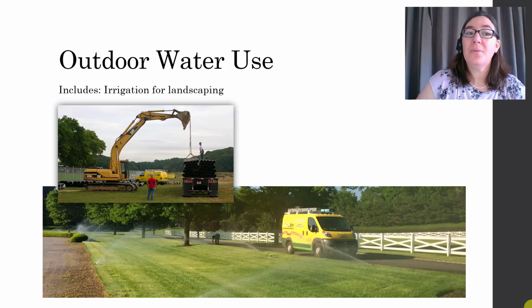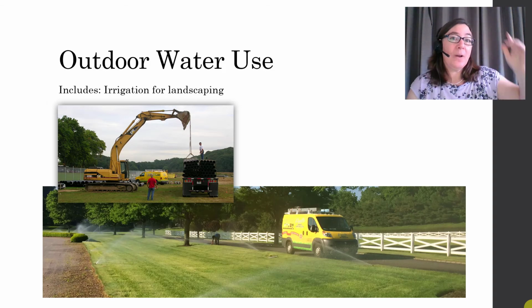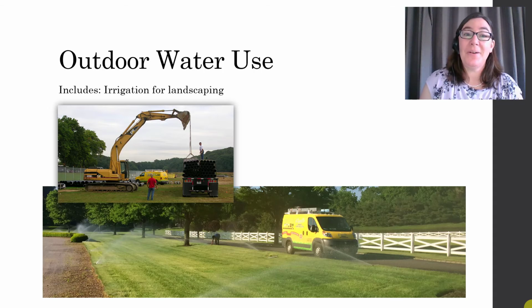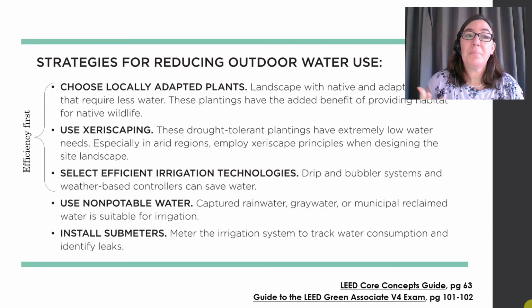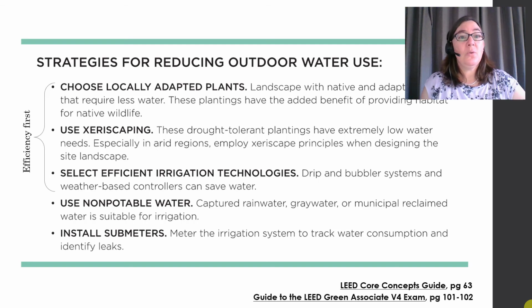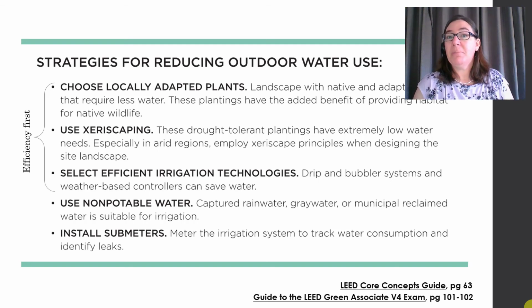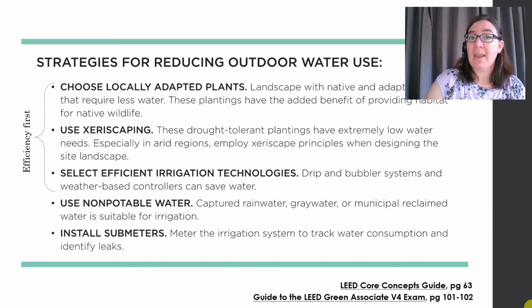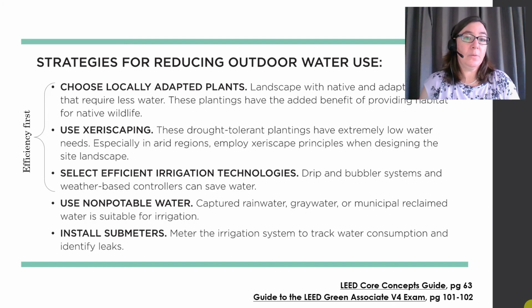Let's move on to talk about outdoor water use. Now, indoor water use had a whole list of different uses. Outdoor water use has one primary use, and that is irrigation for landscaping. So let's skip right to those design strategies. Again, remembering our efficiency first priorities, you will choose locally adapted plants, and that's going to be either native plants or low water use plants. And that will help you use xeriscaping and design the landscape to use less water.